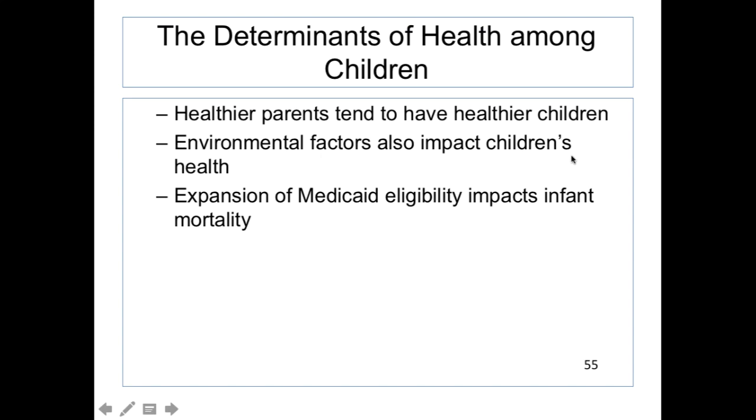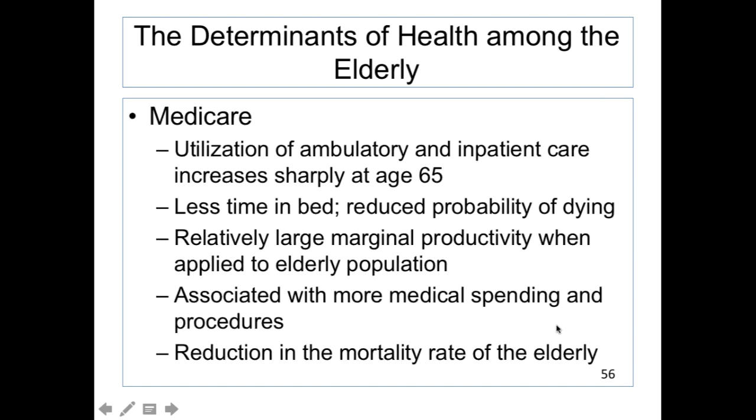Environmental factors also impact children's health, and expansion of Medicaid eligibility impacts infant mortality. So that's actually very important, the expansion of Medicaid and infant mortality. Some studies can look at the states that have the expansion of Medicaid compared to the states that don't, and look at the impact on infant mortality.